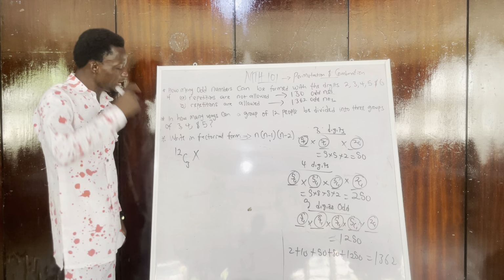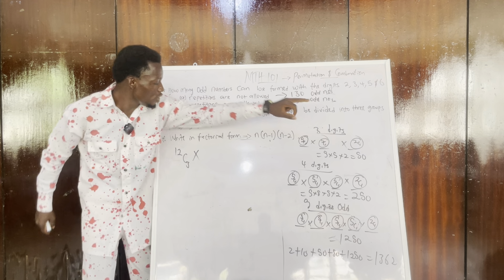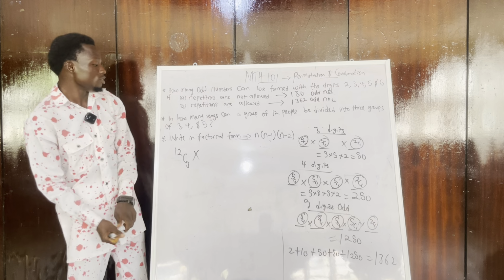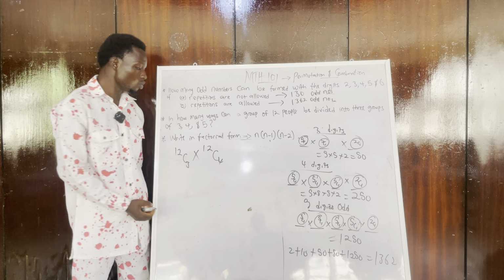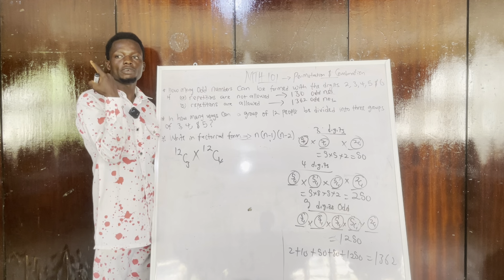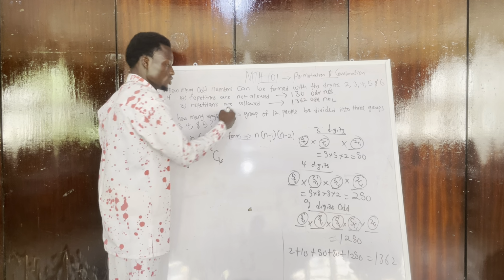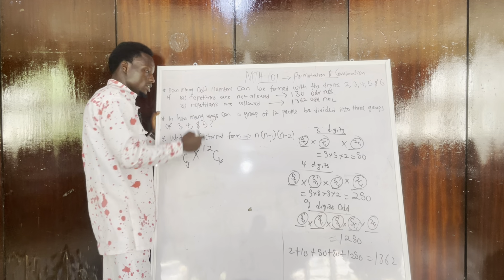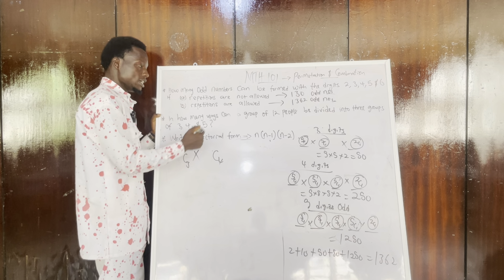Now the mistake you can make here is that now the second group must contain 4 people. Some of you will be tempted to write 12 combination 4. No, this one can no longer be 12. Why? Because you've selected 3 people from that 12. So 12 minus the 3 you first removed, you have 9 left.